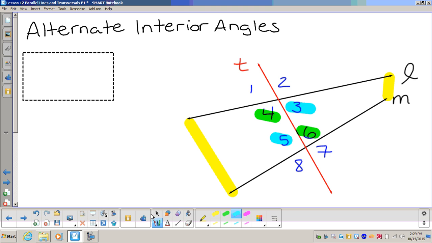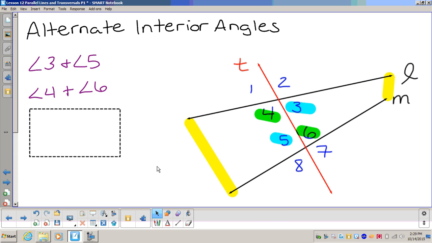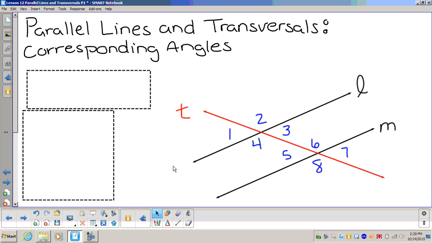So now when we say that L and M are parallel, and we're going to show that two lines are parallel by putting arrows on them. A lot of times you'll see in the textbook those arrows will be red. So L and M are parallel.